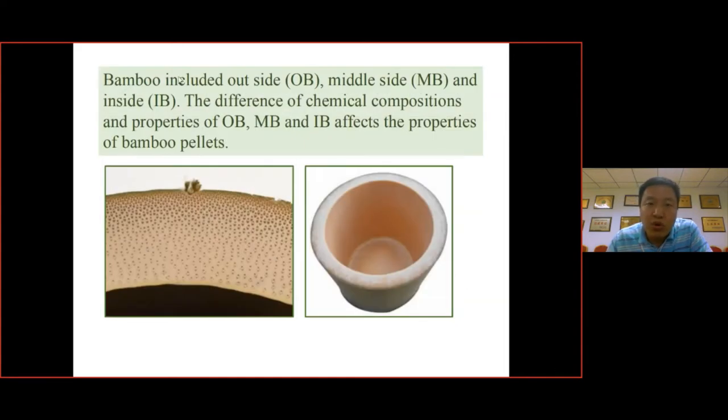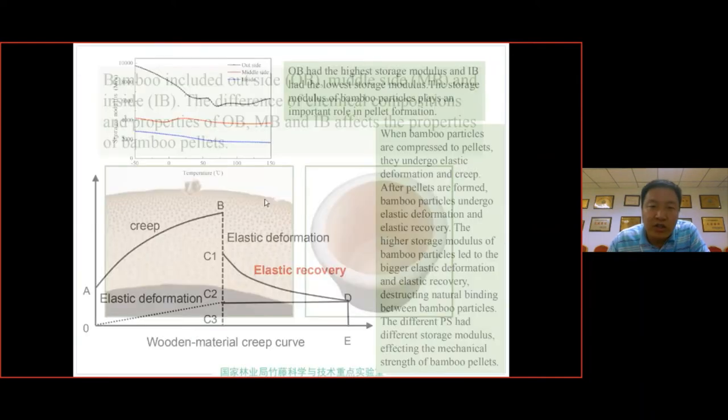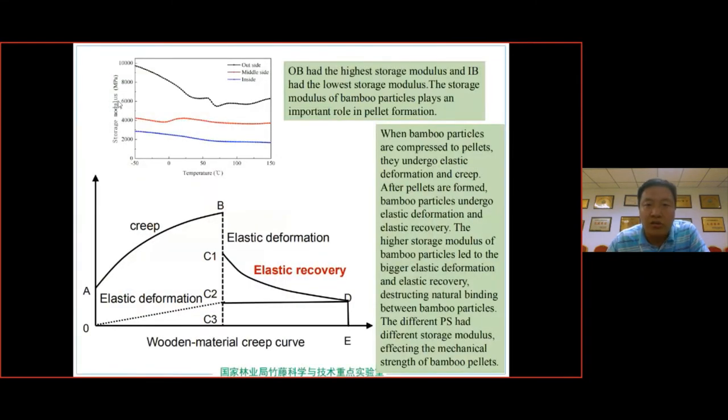We know bamboo has an outside, middle, and inside part. The differences in chemical composition and properties of the three parts affect the properties of the bamboo pellet. This picture is the storage modulus of bamboo materials. We found the outside has a higher storage modulus and the inside has a lower storage modulus, and these properties play important roles in pellet formation.